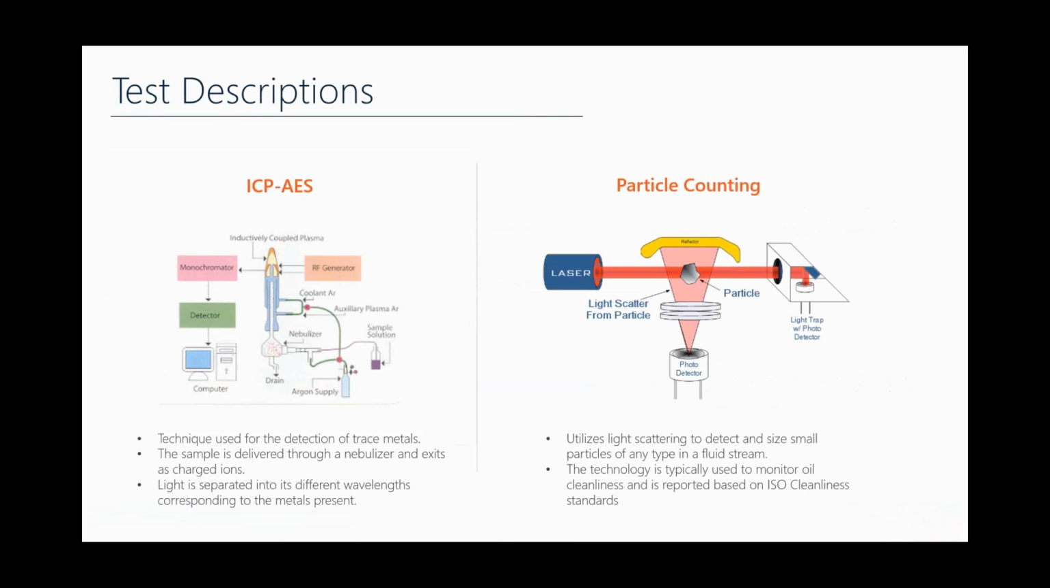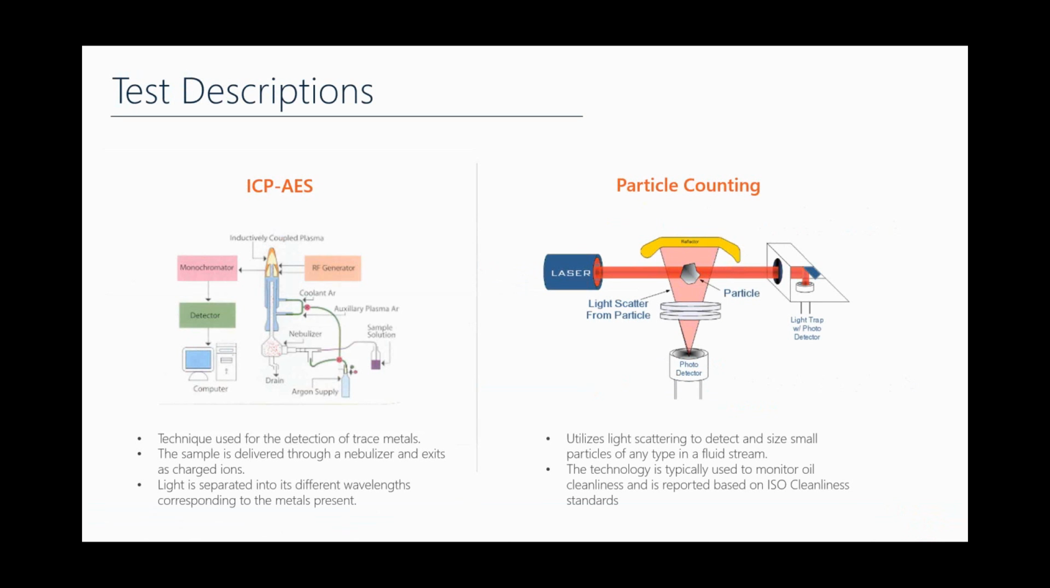So this is just a quick summary of the two lab analyses we're going to talk about today. The left diagram shows the typical setup for inductively coupled plasma atomic emission spectroscopy, or ICP-AES, which is a method used to detect trace metals in a working fluid.